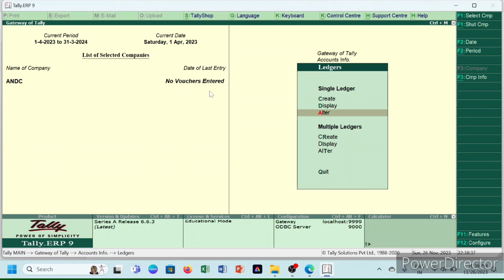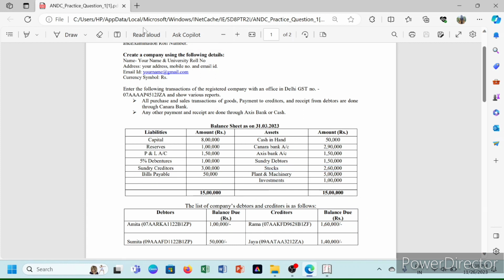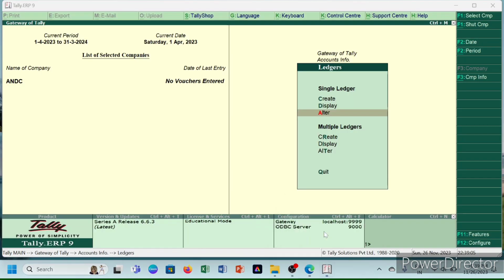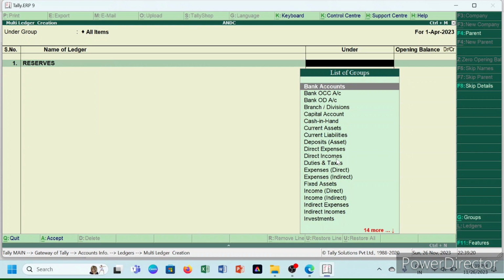Let's prepare more accounts. For other accounts in the balance sheet, just remain the stock account and creditors account and debtors account, which will be made separately instead of all. These accounts will be made separately and after that we'll put all the amounts in the multiple ledger accounts. In multiple ledger, go to press R, create all items. We will select all items. Let's start with placing the reserves. Reserves will come under the head reserves and surplus. You have to decide which head it will come under in the balance sheet.